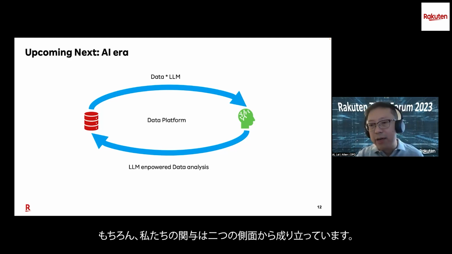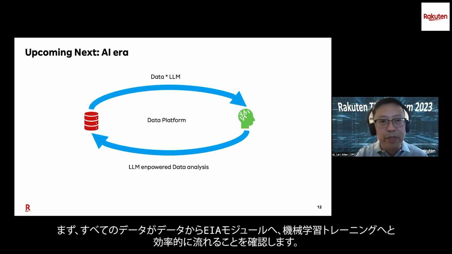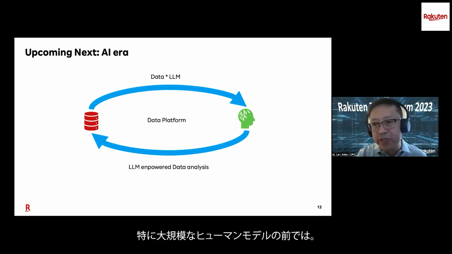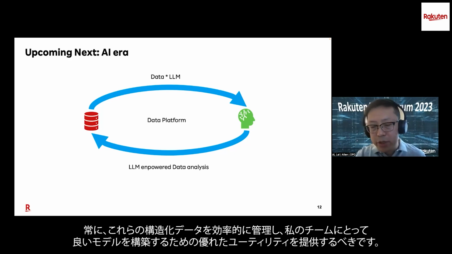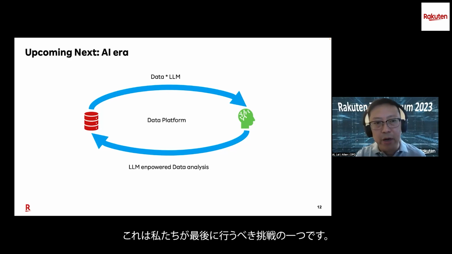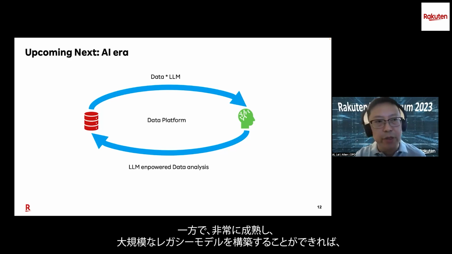So of course, our engagement will be in two parts. Firstly, we want to make sure the data flow from data to AI modules, machine learning training, and deep learning can be more efficient, especially for large language models, how we should efficiently manage all this structured data and provide better utilities for the LLM team to build their models. That's one challenge we need to tackle.